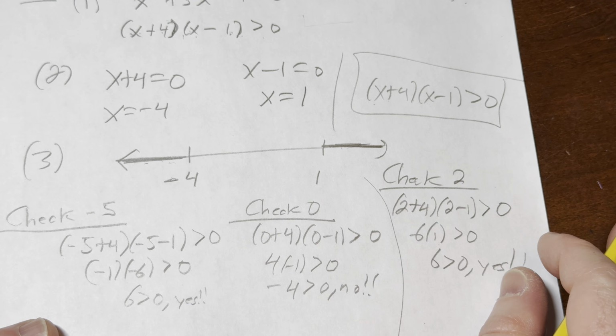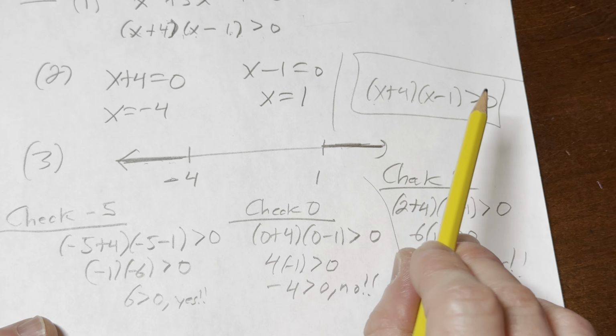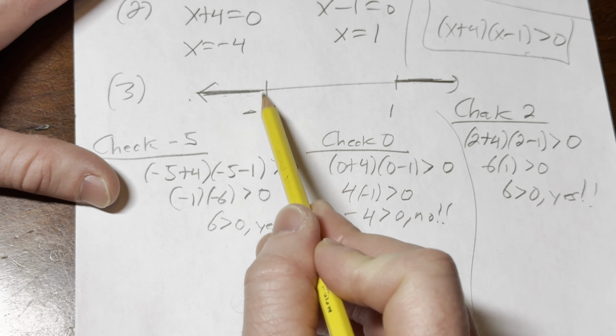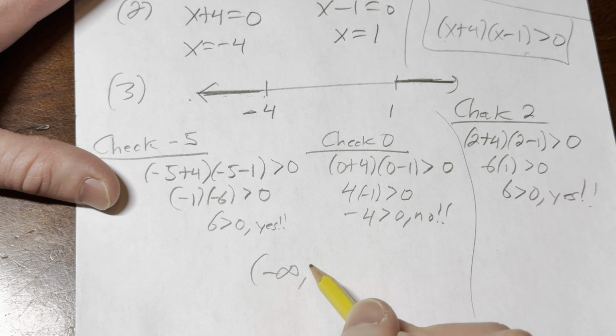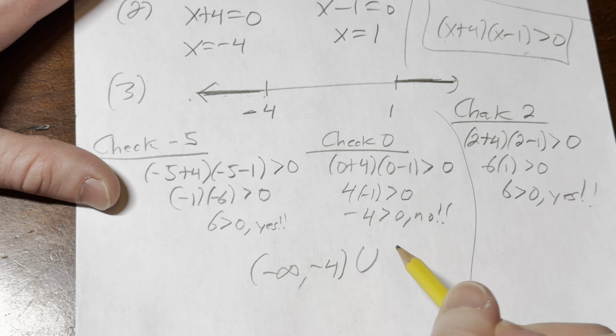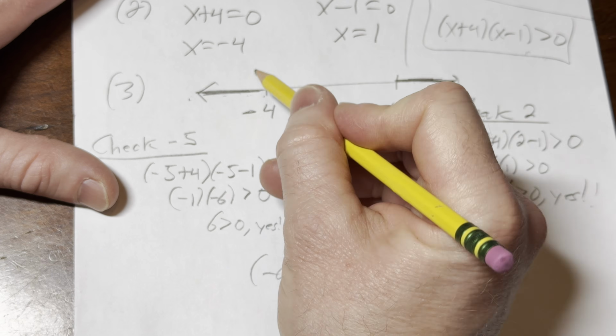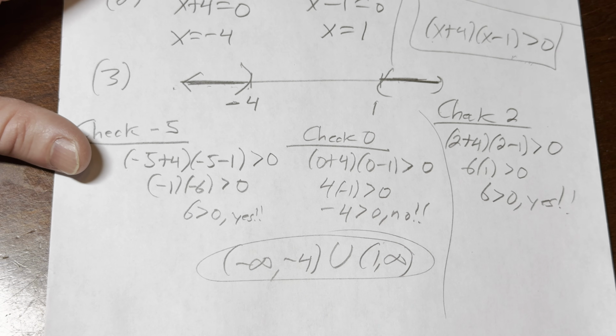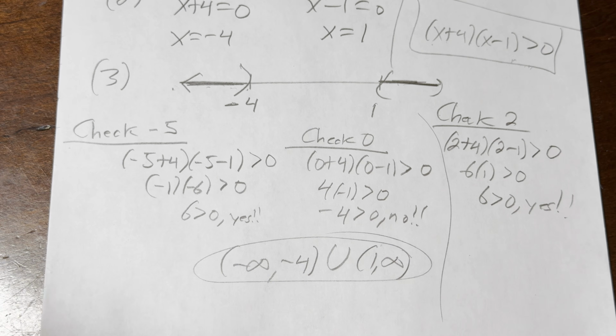So now from here we can get the answer. Because we have a strict inequality, everything is parentheses, and from here we can get the final answer. It'll be negative infinity to negative 4, union, and then 1 to infinity. And you can put the parentheses here for added clarity. And that would be the final answer. I hope this video has been helpful and hopefully you've learned some mathematics.